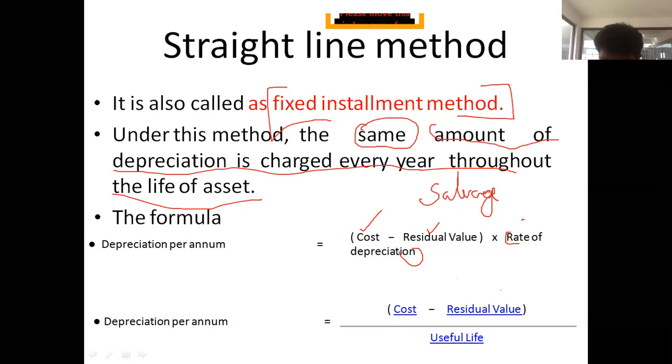And there is one more formula. It is also the cost minus the residual value divided by the useful life. So this is the formula.